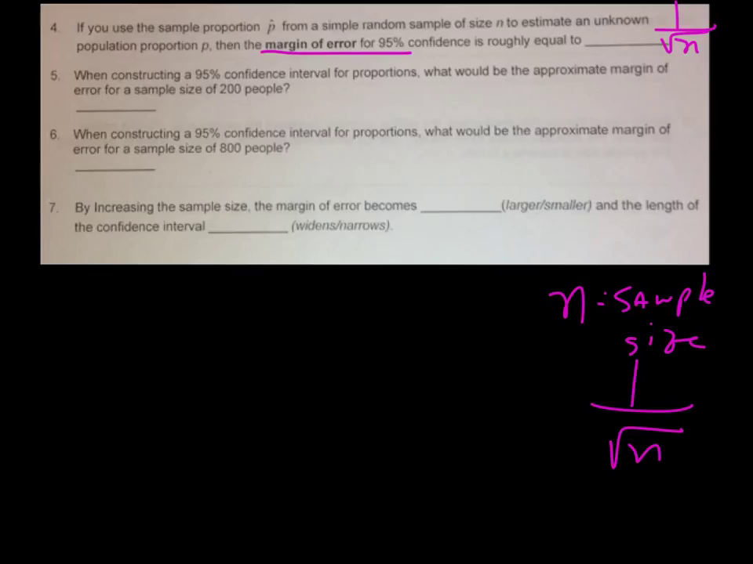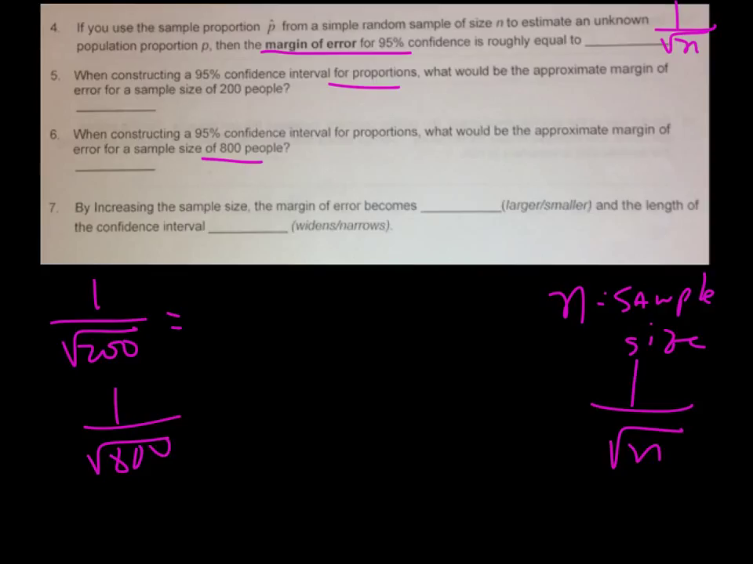Number 5, when constructing a 95% confidence interval for proportions, what would be the approximate margin of error for a sample size of 200 people? So what you need to do is 1 over the square root of 200. So you need to figure that out and put that as a percent or a decimal. Then, you're going to do the same thing for number 6 with 800 people. So 1 over the square root of 800.